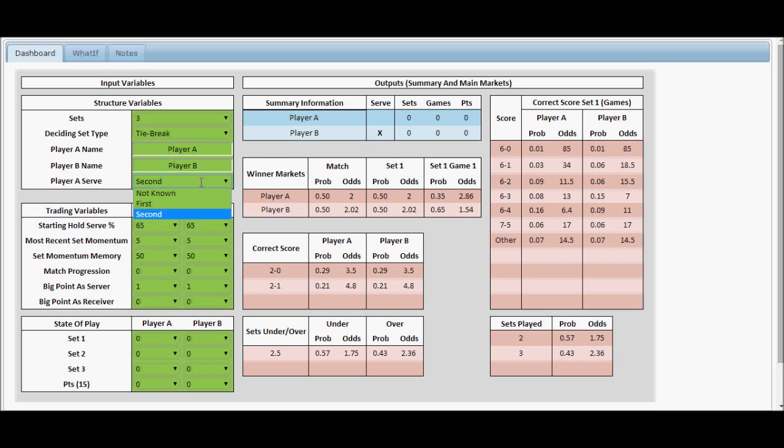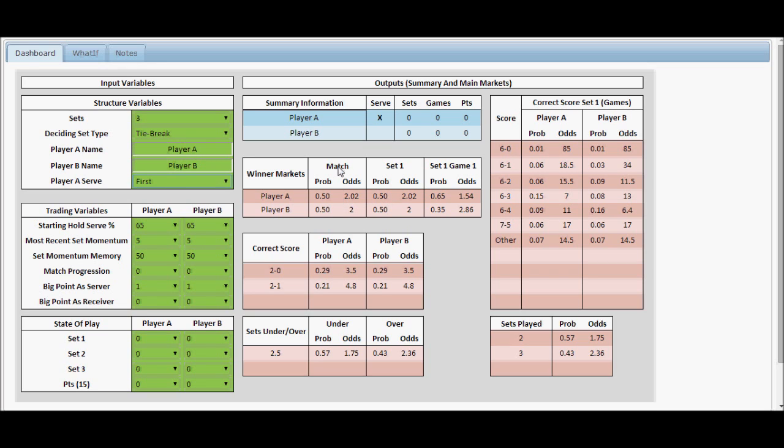So okay, for now I'm just going to put that to player A serving first, and then we can work our way down the main trading variables. The most important variable, like in all the models, is the one that is ultimately completely about the ability of the players, and for this one it's the starting hold serve percent. So here this is probably set for 2 reasonably good male players at around about 65%. Because these are both the same, you get a 50-50 match here, so everything's 50-50.